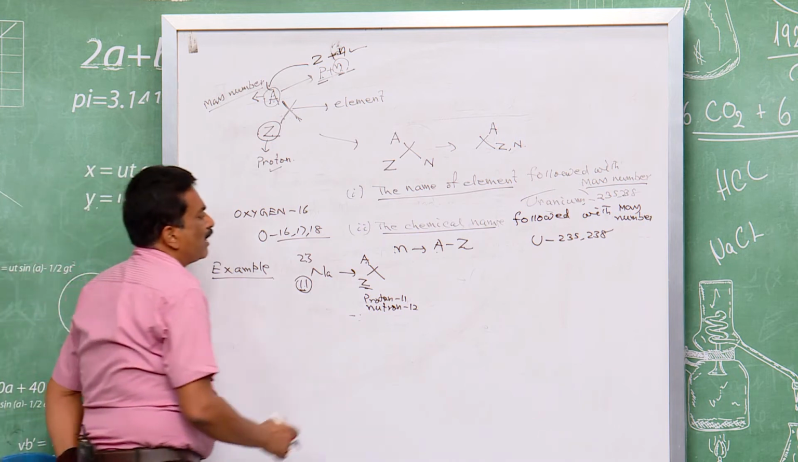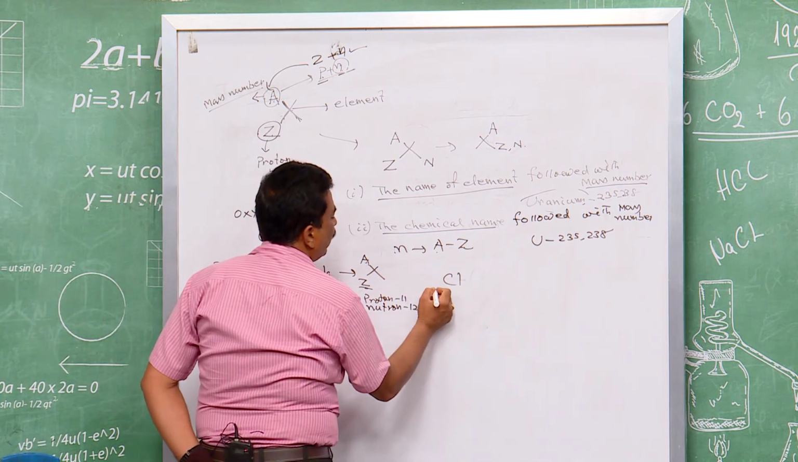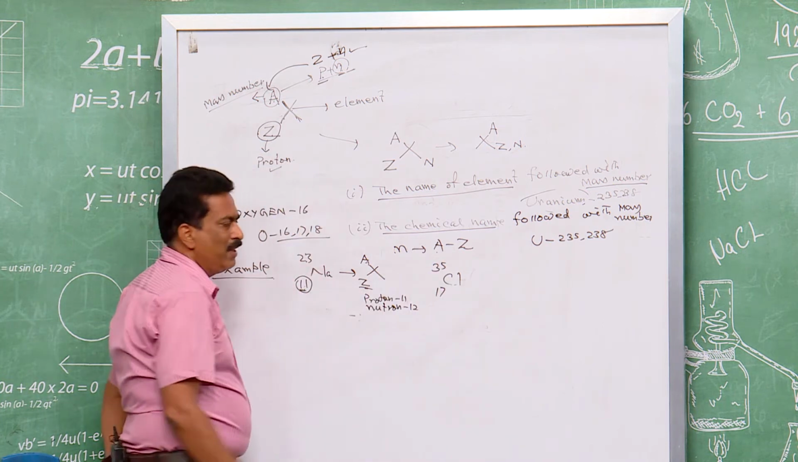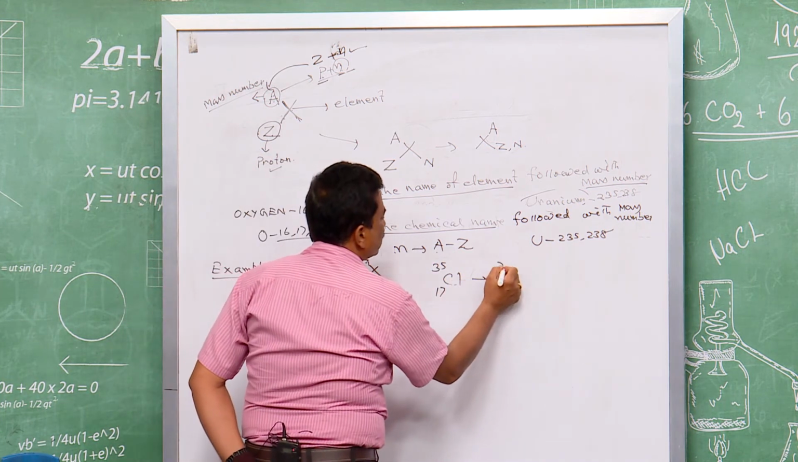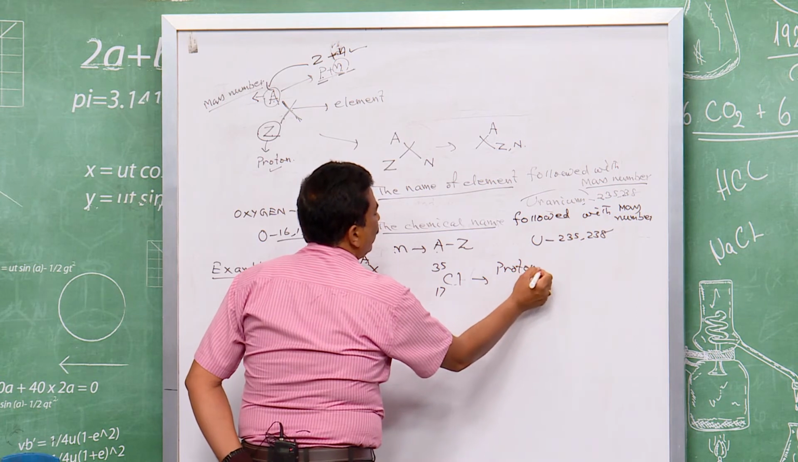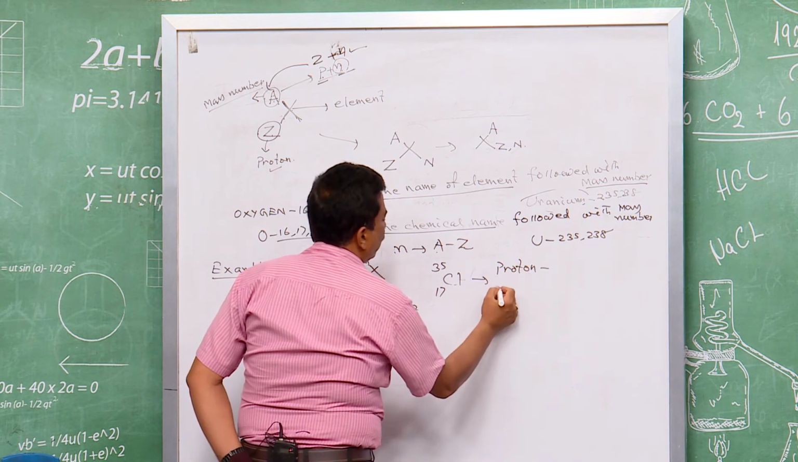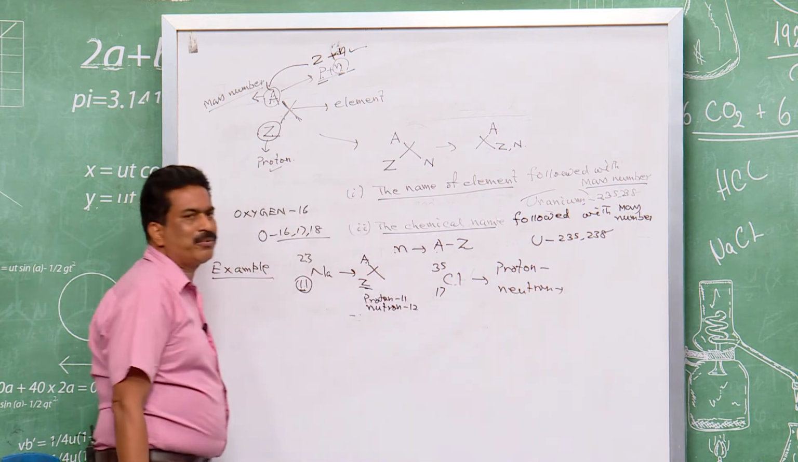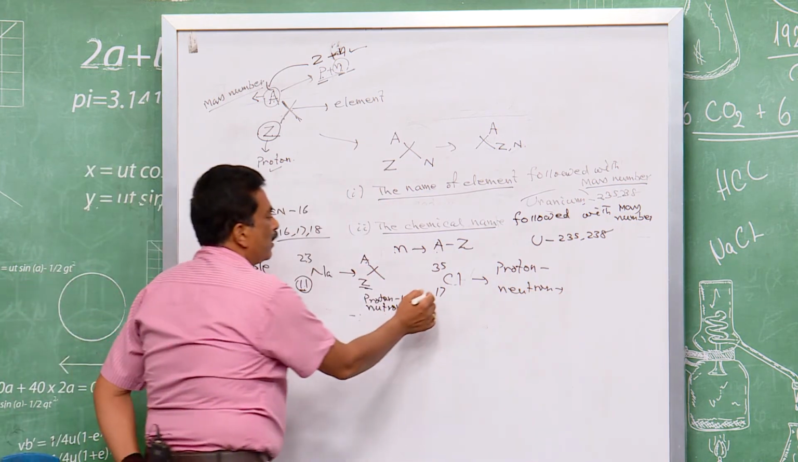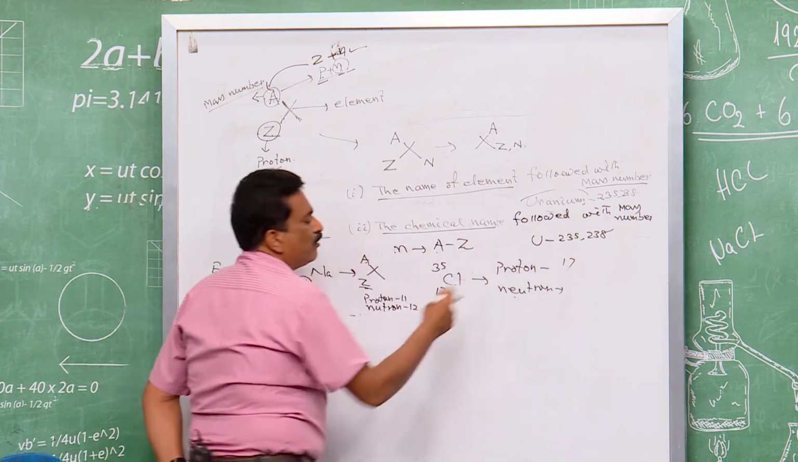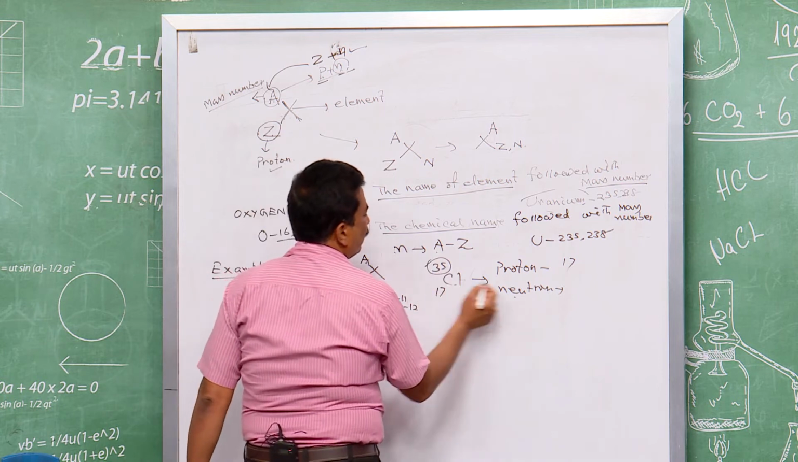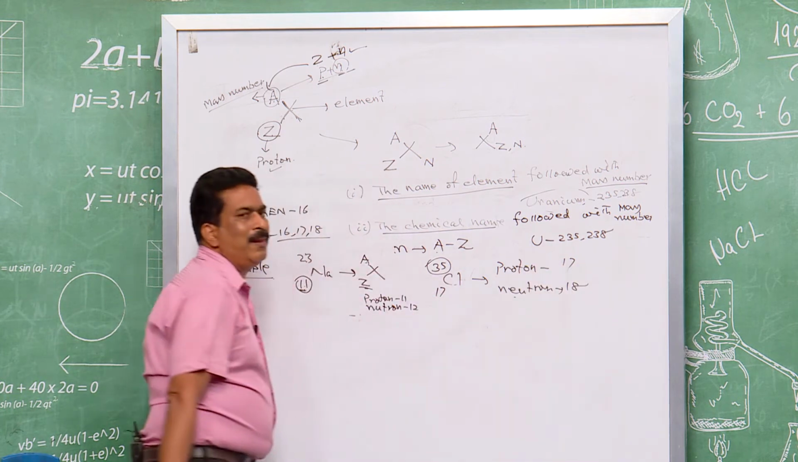Suppose I give you another example for chlorine. Chlorine with 17 and 35, say. This 17 of 35 means you will now make the preparation for the proton and the neutron. Can you say, students, what will be the proton number here? The proton number will be 17. The proton plus neutron will be 35. Therefore, the neutron number will be 18.